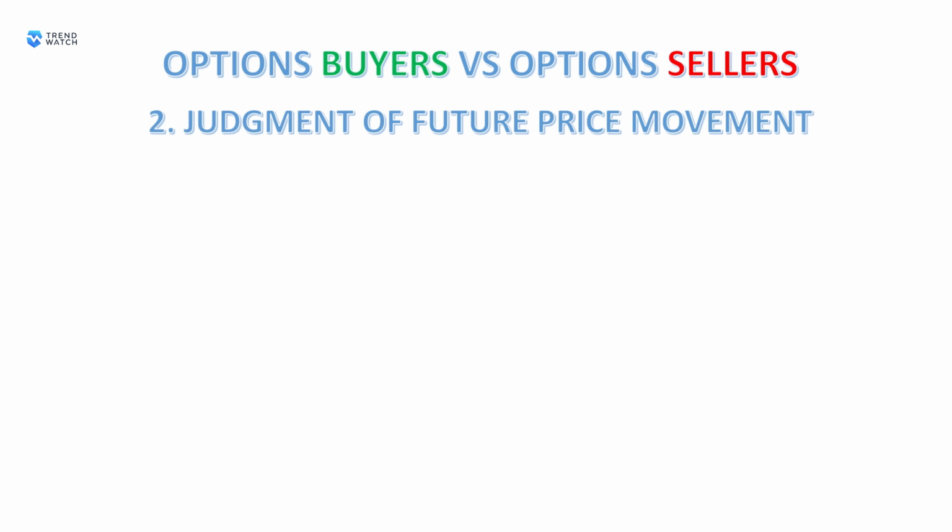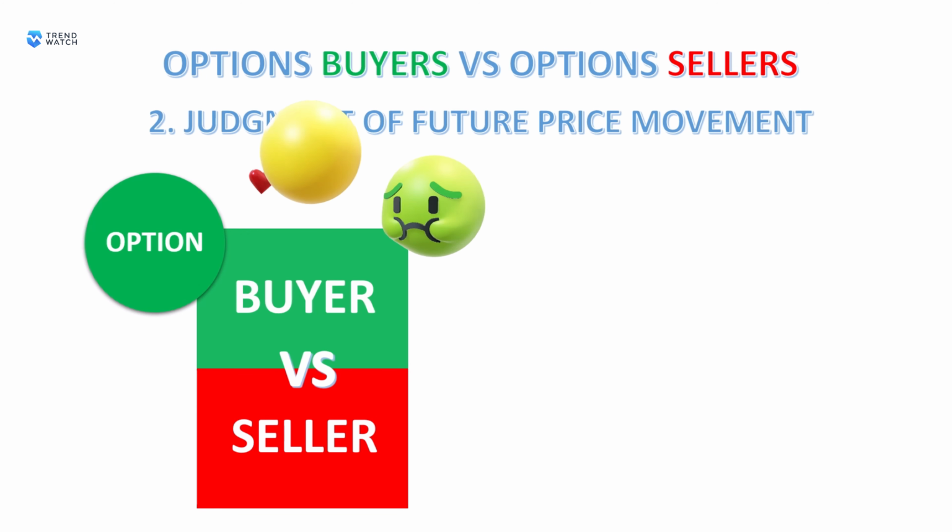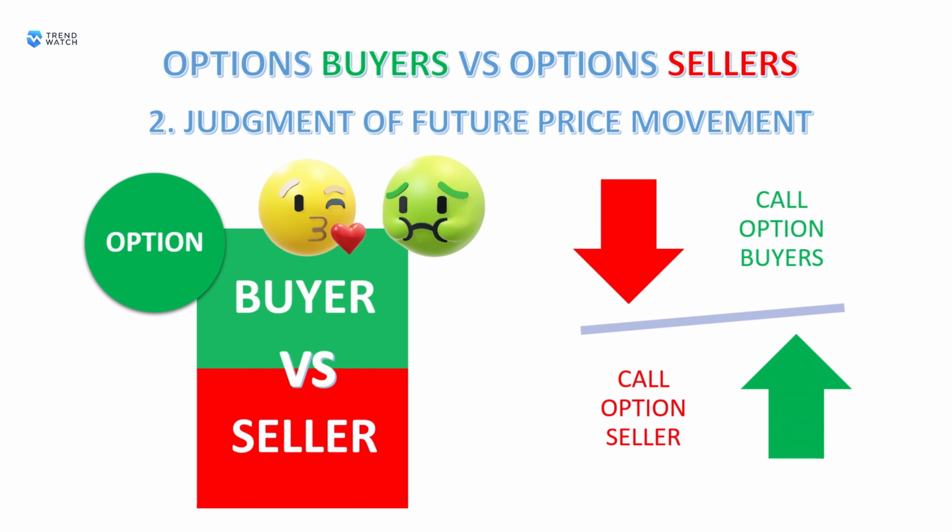2. Judgment of future price movement. In previous tutorials, you may have heard that options buyers and sellers hold completely opposite views regarding the future price action of an asset. For example, buyers of call options hope that the price will rise so they can profit. In contrast, sellers of call options benefit when the price does not increase. In essence, what is a dream for one party can be a nightmare for the other. There are many concepts to understand regarding how options buyers and sellers make money. We will explore these concepts in subsequent tutorials.